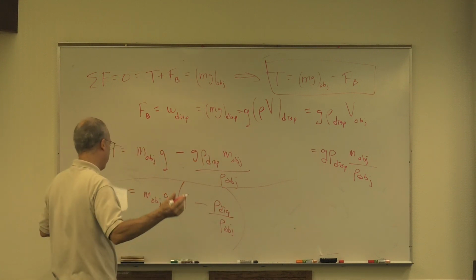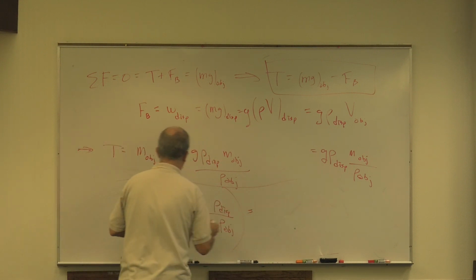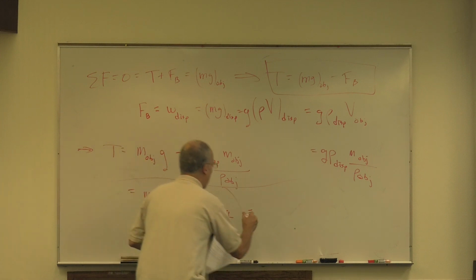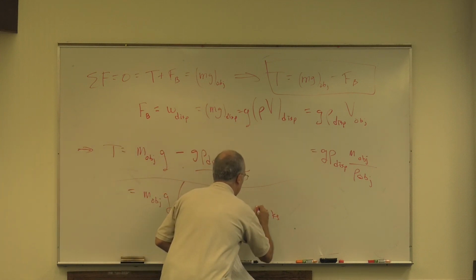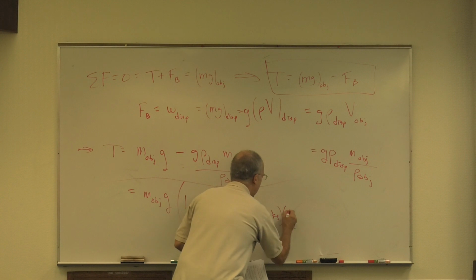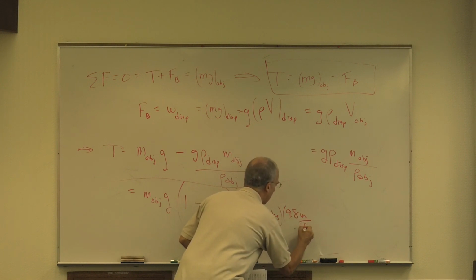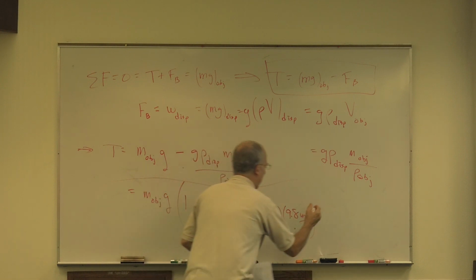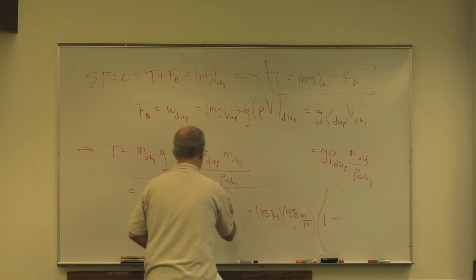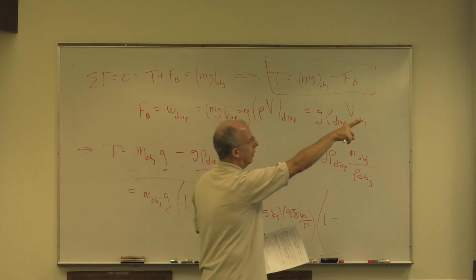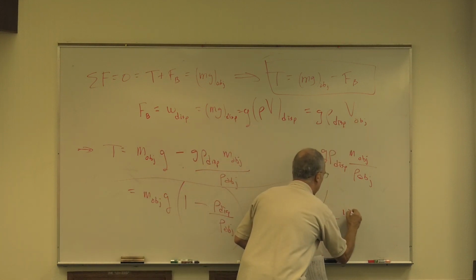And plug in the numbers. So the mass of the object, 15 kilograms. G is G. Then we have 1 minus rho displaced, 1.03.